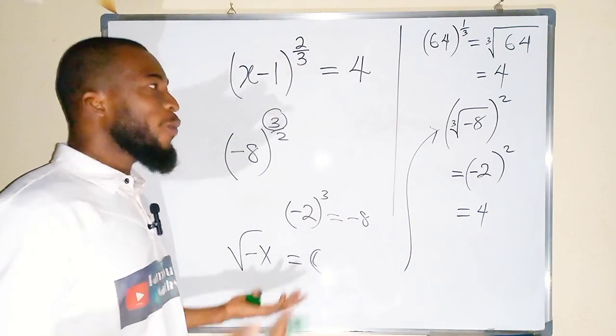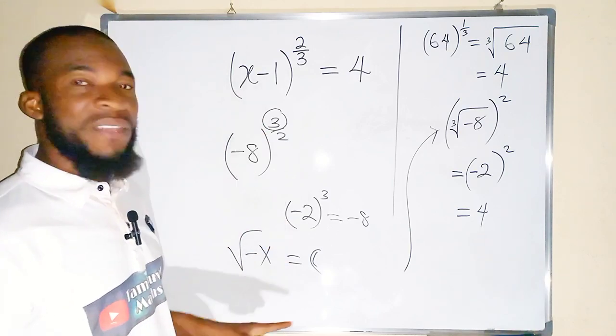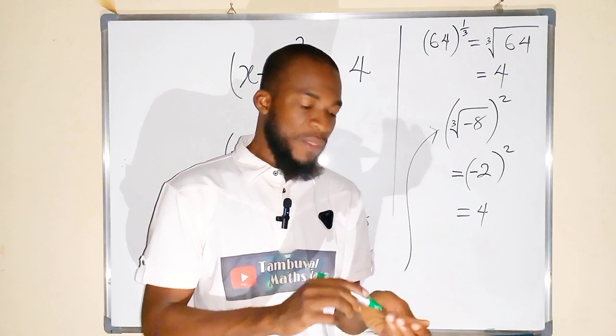So I don't know where you people are getting that complex number, but for me, I know negative 7 is also a solution.